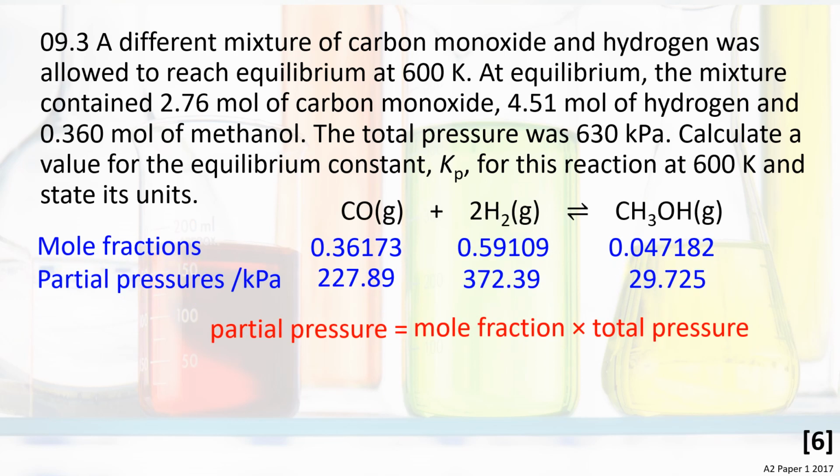Next, we calculate the partial pressures. The partial pressure of a component is given by its mole fraction multiplied by the total pressure. You can check if your partial pressures are correct by adding them up. The sum of the partial pressures is equal to the total pressure.